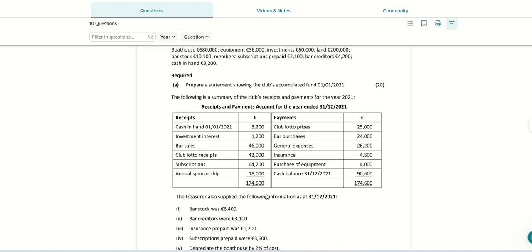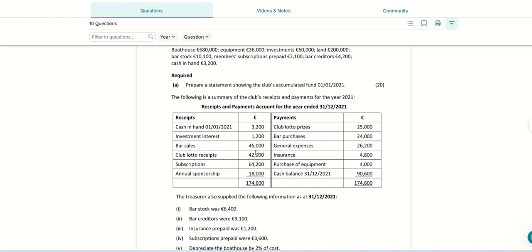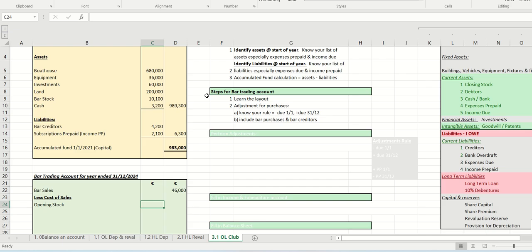So we have to find our bar sales number. Bar sales 46,000. Into column 2. And then our heading, less cost of sales. We start with our opening stock. Opening stock will be up here at the start of the year because opening stock is your stock on the first day of the year. 10,100. Plus purchases.